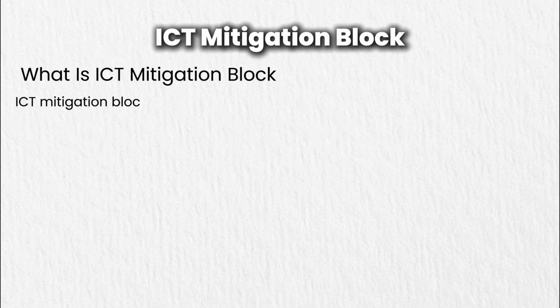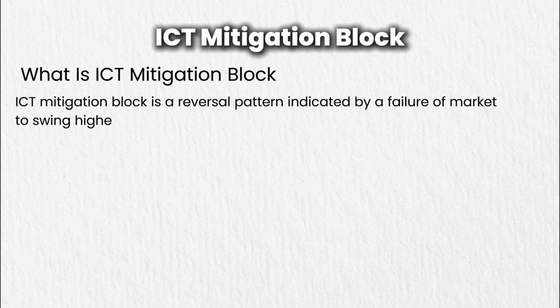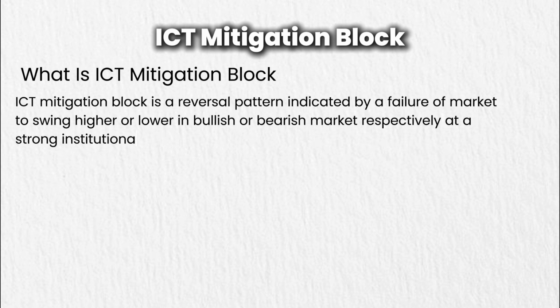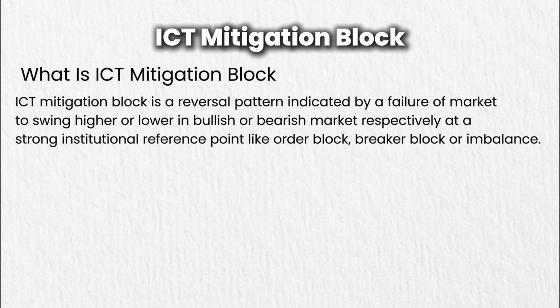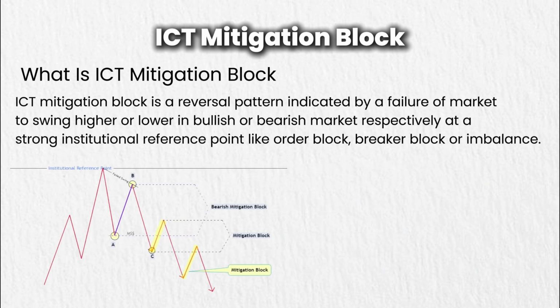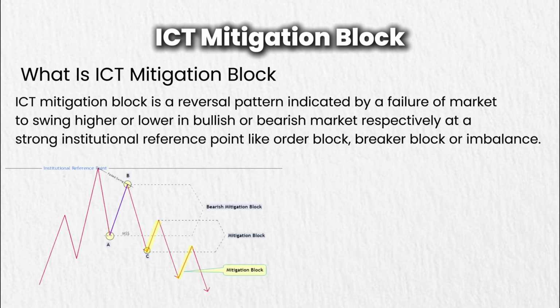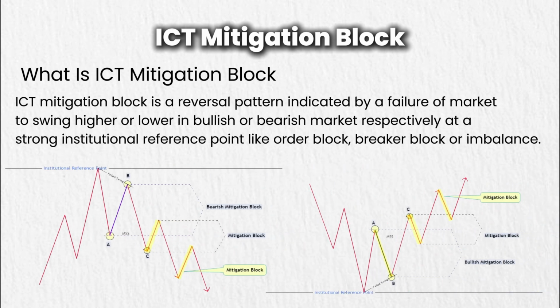ICT mitigation block is a reversal pattern indicated by a failure of market to swing higher or lower in bullish or bearish market respectively at a strong institutional reference point like order block, breaker block, or imbalance. Mitigation concept basically means selling short-term rallies in bearish trend and buying short-term declines in bullish trend.